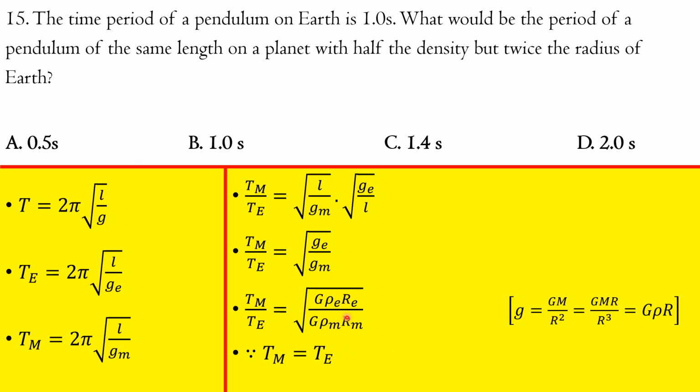So if you put in everything, with half the density but twice the radius. Half the density means that rho E over rho M would give me 2, but twice the radius means that R E over R M will give me half instead. So 2 times half will give me back 1. And so I'm basically just left at the same spot. So I'm left with T square root of 1, because this g goes over this g. And so I'm left with T M equals T E, right? So the period does not change. And so our answer there is just B. 1 second on Earth, 1 second on the planet.